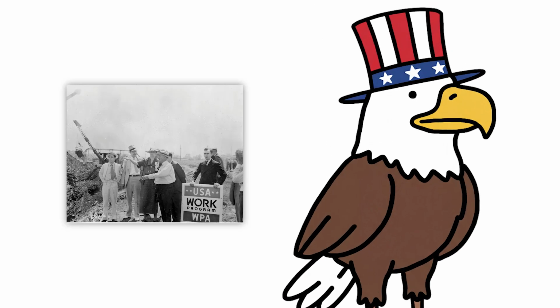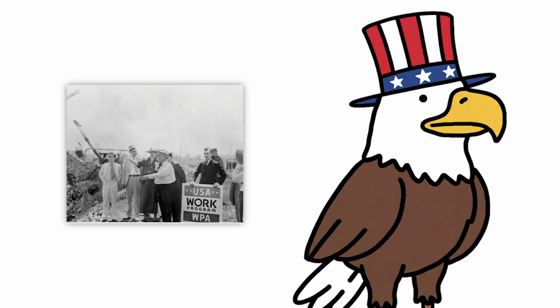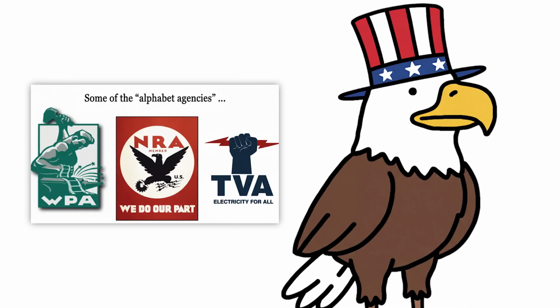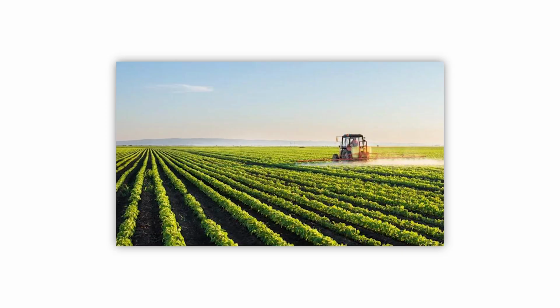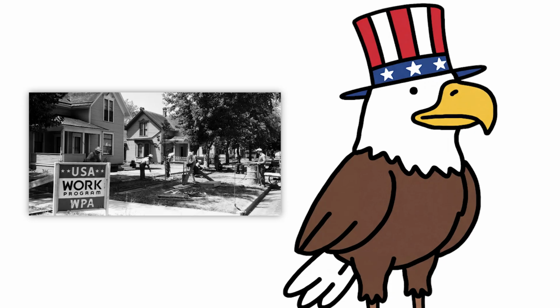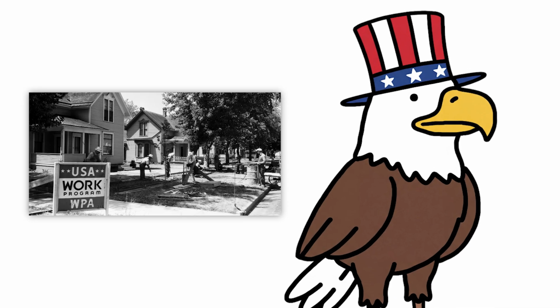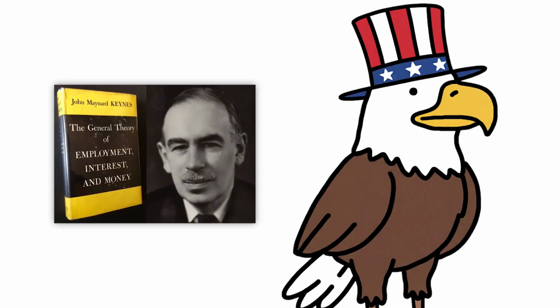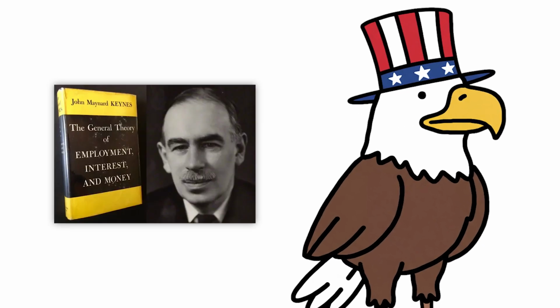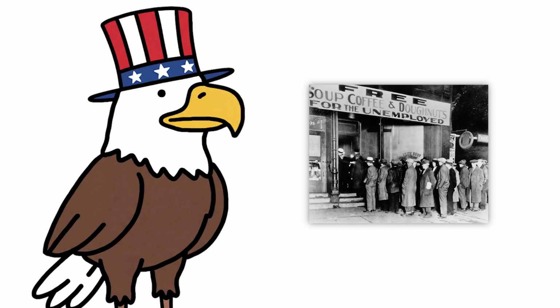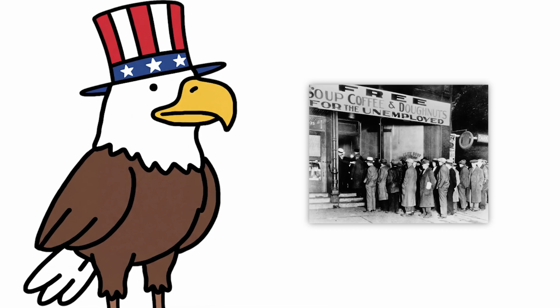His response was the New Deal, a scrambled alphabet of recovery programs, the CCC, TVA, FERA, WPA, NRA, programs targeting agriculture, infrastructure, employment, financial reform, all of it thrown at the wall simultaneously because nobody had a coherent playbook. But Keynes's General Theory wouldn't even be published until 1936. They were improvising in the dark, and full recovery never came during the 1930s. It took World War II to finally close the gap.